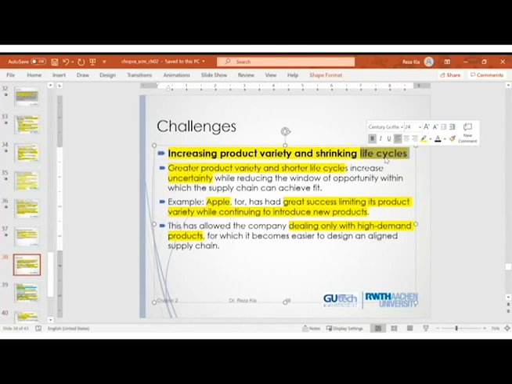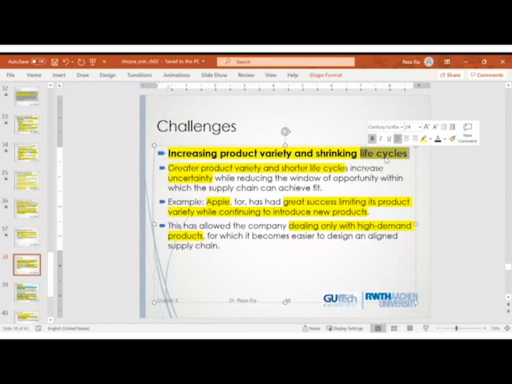And all this variety and the shrinking life cycle is increasing uncertainty. By increasing the uncertainty, it becomes more challenging to find enough time to achieve the strategic fit, because the time given to your supply chain is reduced. You need to adjust to the uncertainty, but the time is just shrinking. The competitors are not waiting for you. So that would be one of the challenges.